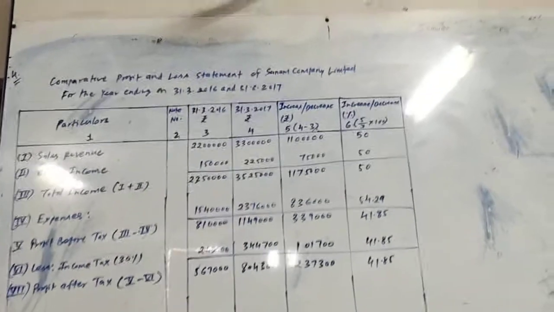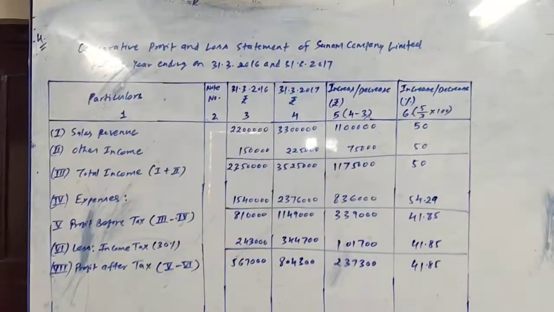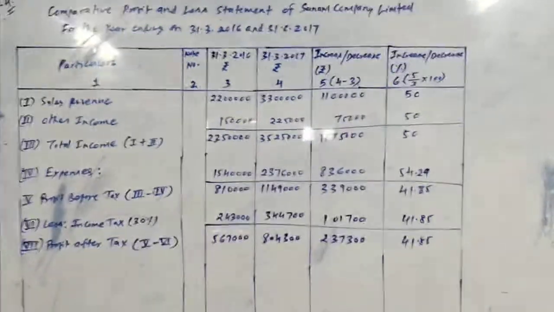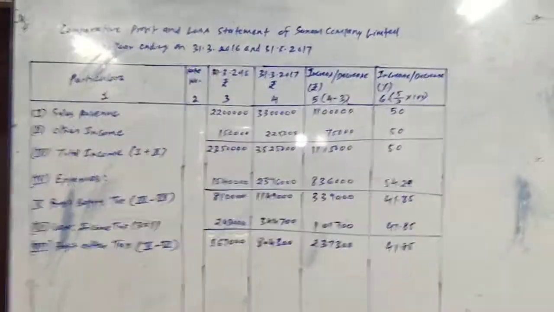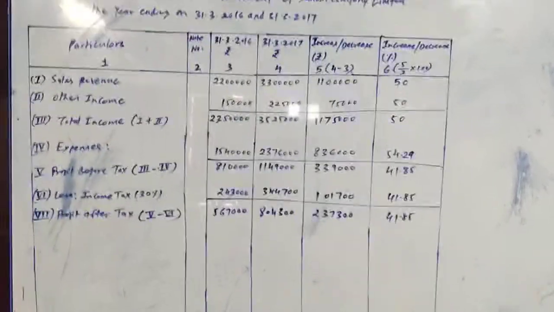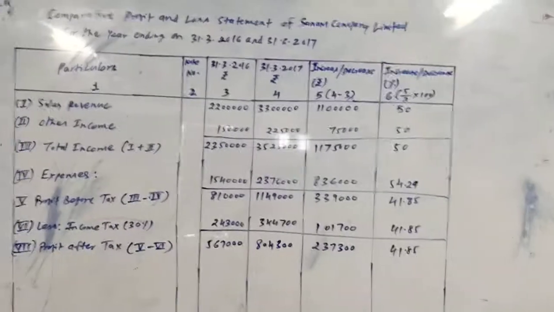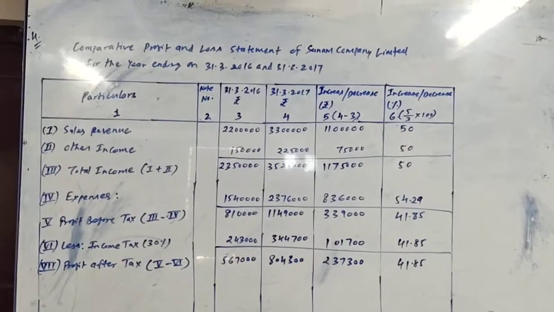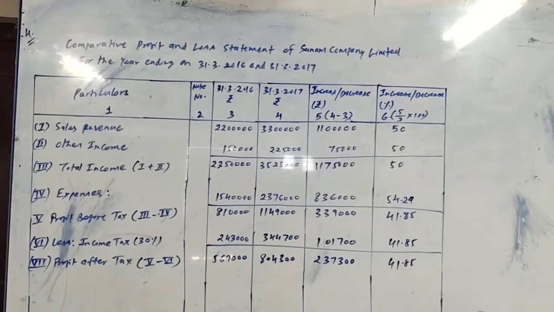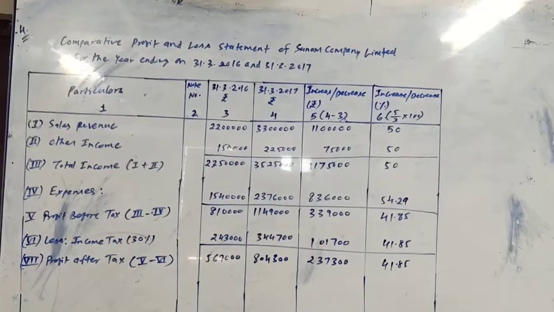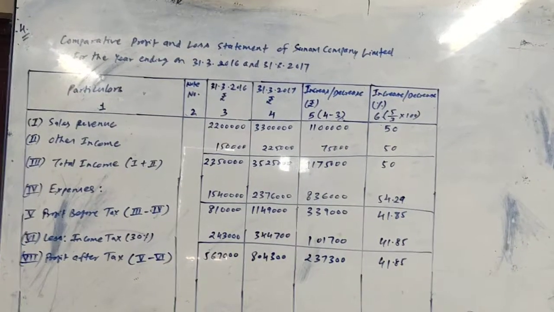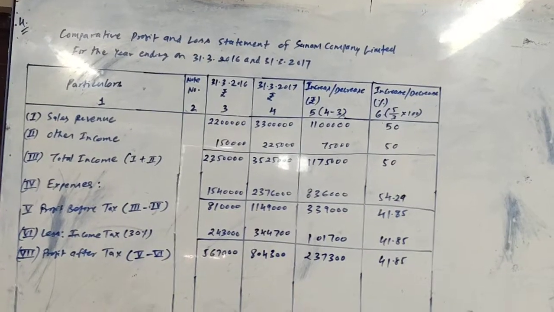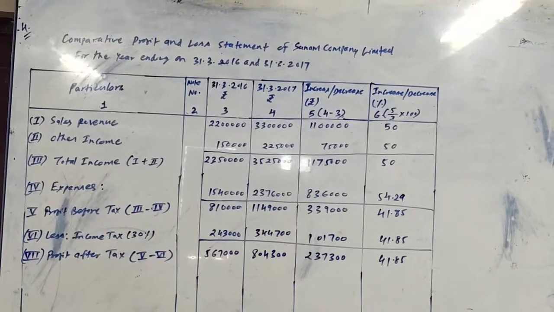Now the second item given to us is other incomes. Other incomes are rupees 1,50,000 in the year 2016 and 2,25,000 in the year 2017. So friends, here also there is an increase, and that increase amount is 75,000. 2,25,000 minus 1,50,000, 75,000 is the increase in rupees. When we convert that in percentage, 75,000 divided by 1,50,000 into 100 we get 50%. So 50 is the increase in percentage.